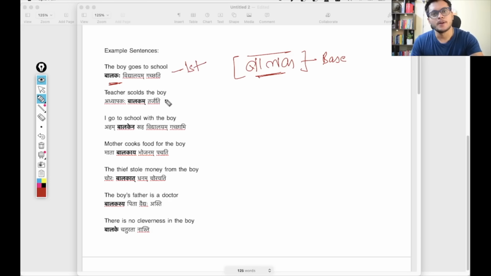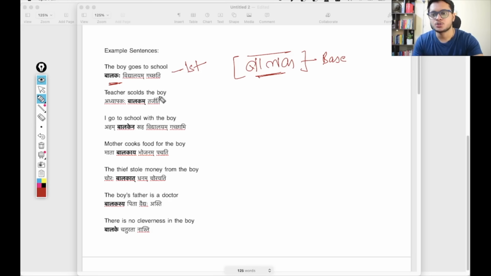Now take the second example. Teacher scolds the boy. Now in this sentence, who is doing the action? Teacher is doing the action. So teacher, as we say in Sanskrit, adhyapak, is the subject. So teacher is in the first word case, adhyapakah, and who is getting scolded? So the action is being done on whom?